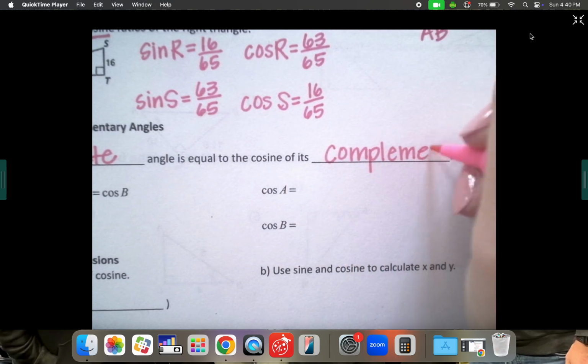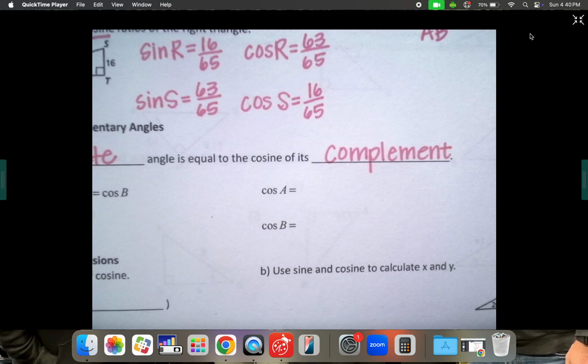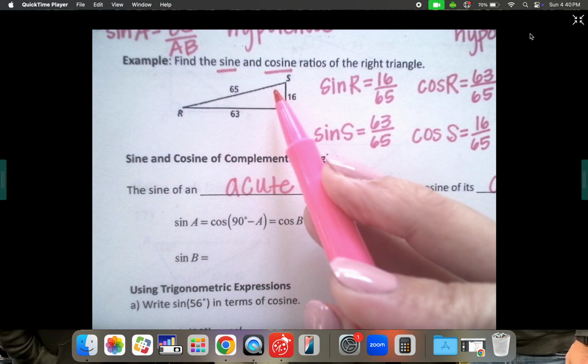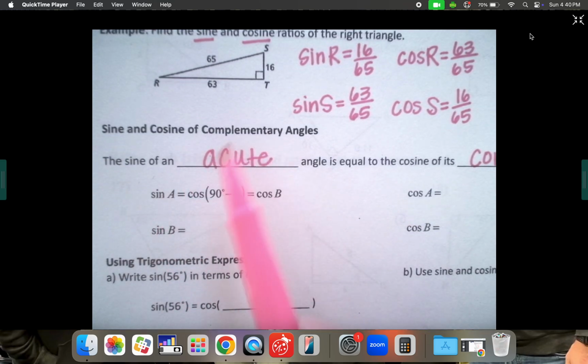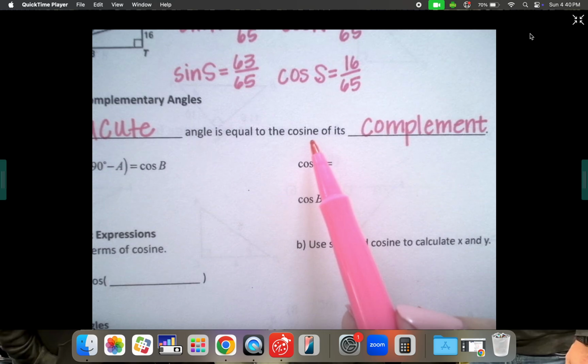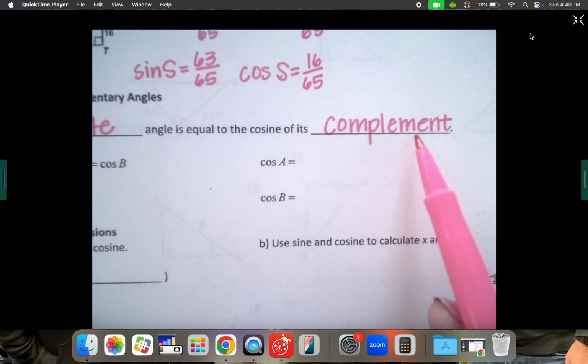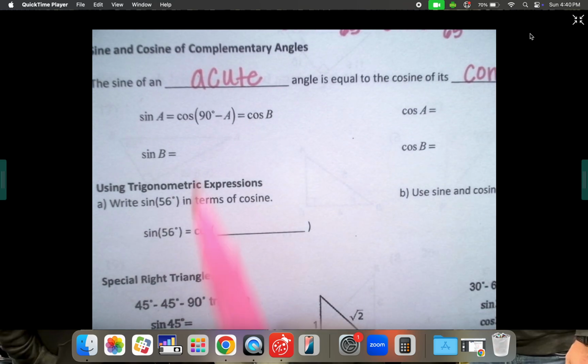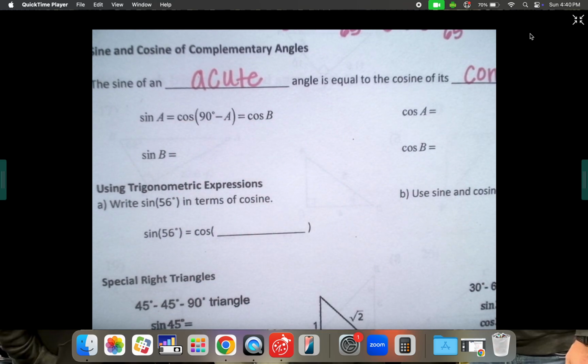We already talked about complementary angles. Those are the ones that add up to 90, and the acute angles are the two that add up to 90, because the other one is 90. So the sine of one of the acute angles is equal to the cosine of its complement, which basically is a fancy way of saying the other acute angle. So here are the rules. You could have come up with this on your own at this point, I guess.